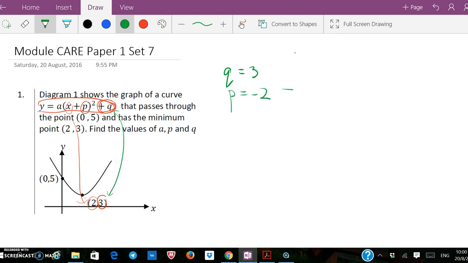If you are still unsure why p is negative 2, we can do it like this. x plus p should always be 0. x in the diagram at the minimum point is 2. 2 plus p is 0, so p is negative 2. The answer is p equals negative 2.